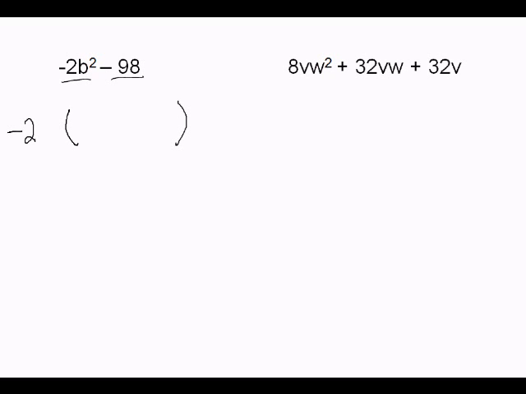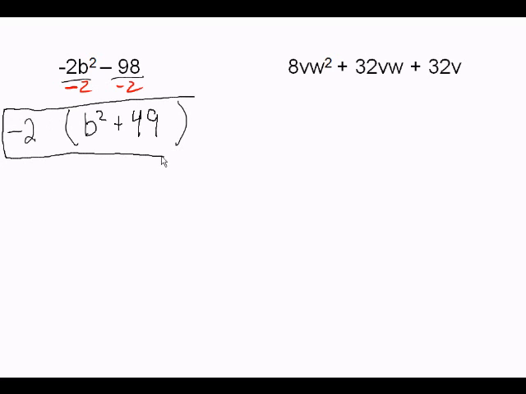So we just divide. We're done now. Step 3, divide each term by what's outside the parentheses. We're going to divide each of these by -2. And we get -2 divided by -2 is +1 with a b squared. -98 divided by -2, negative divided by negative is a positive. 98 divided by 2 is 49. So my answer to this one is -2 times b squared plus 49.